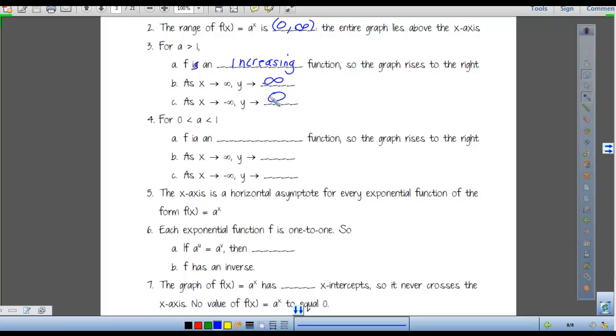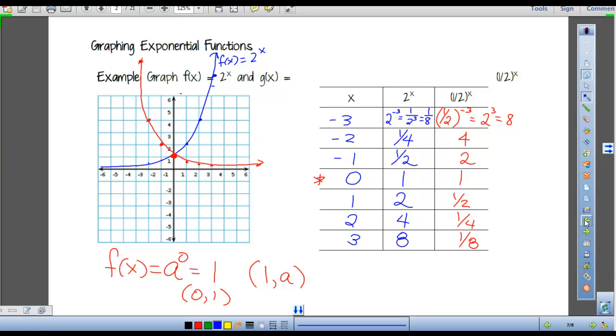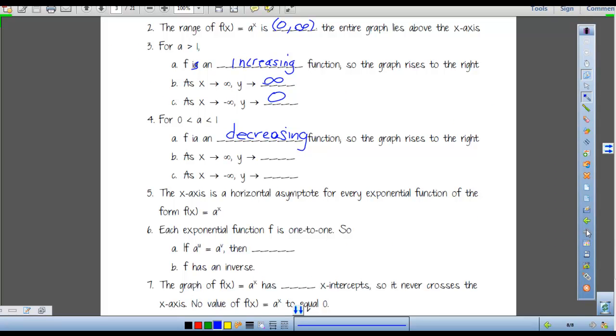For 0 less than a less than 1, f is what kind of function? Decreasing. That's what we saw right here in the red graph. As we go from left to right, the function actually decreases. And so as x approaches infinity, y approaches what? 0. And as x approaches negative infinity, y approaches infinity.